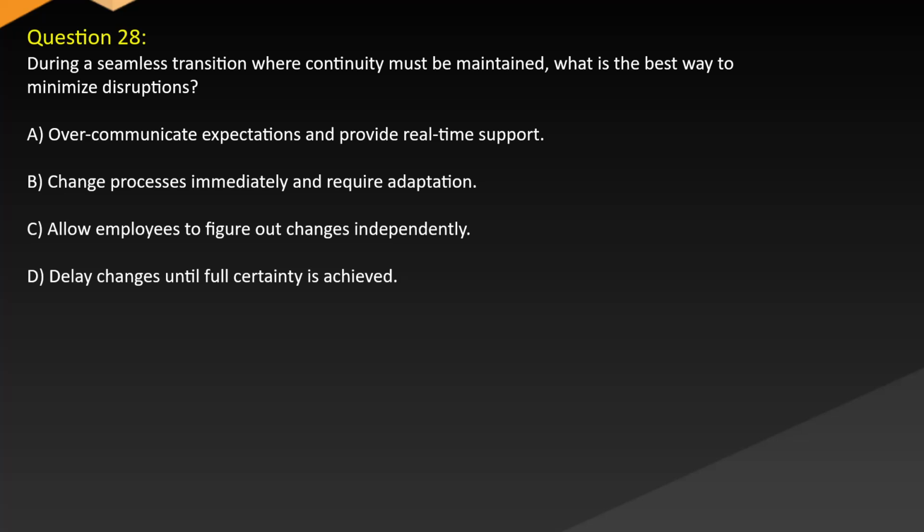Question 28. During a seamless transition where continuity must be maintained, what is the best way to minimize disruptions? A. Overcommunicate expectations and provide real-time support. B. Change processes immediately and require adaptation. C. Allow employees to figure out changes independently. D. Delay changes until full certainty is achieved.